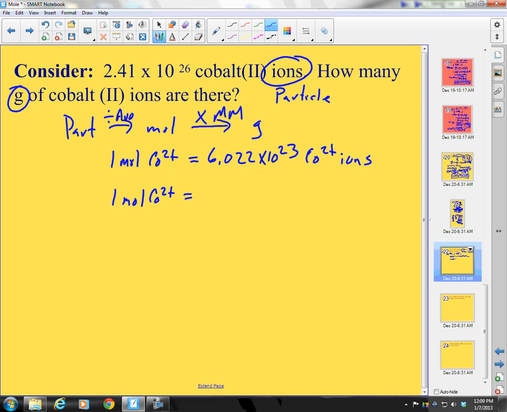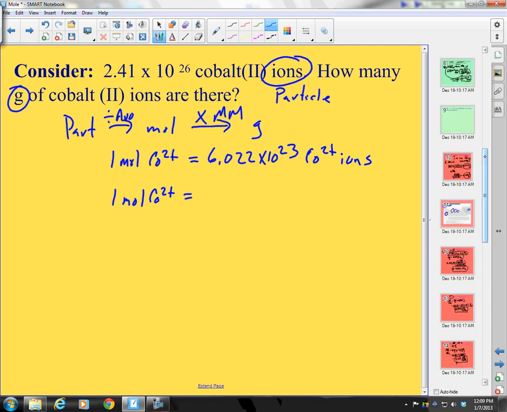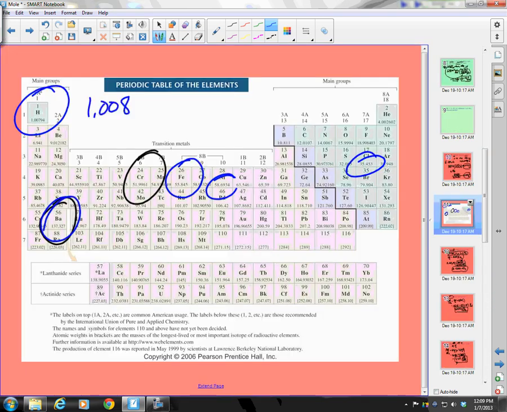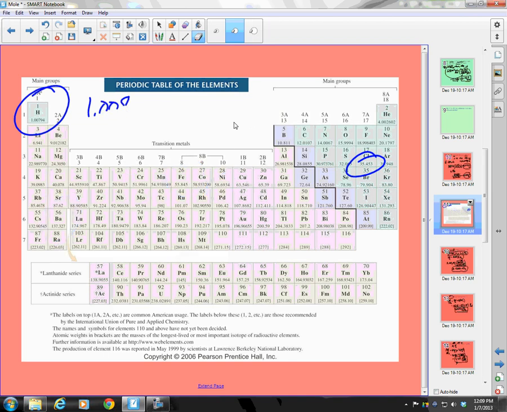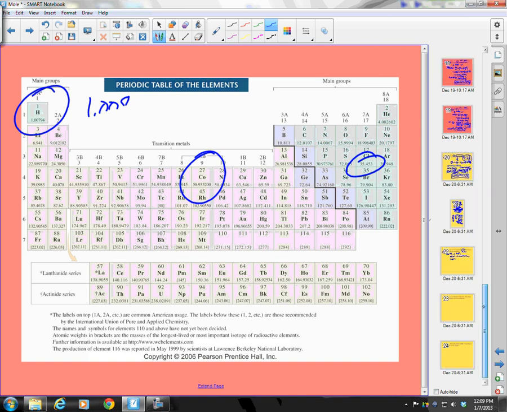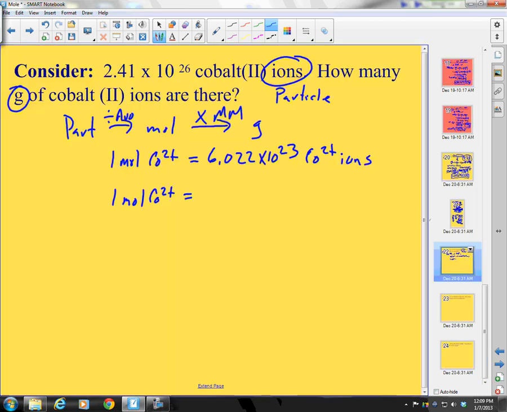Well, we want to go to my periodic table. Let's find cobalt. Where's cobalt? Got to clean this mess up, don't I? Cobalt. Looks like it's 58.93. 58.93 grams of cobalt 2 ions. Good. So those are my equalities.